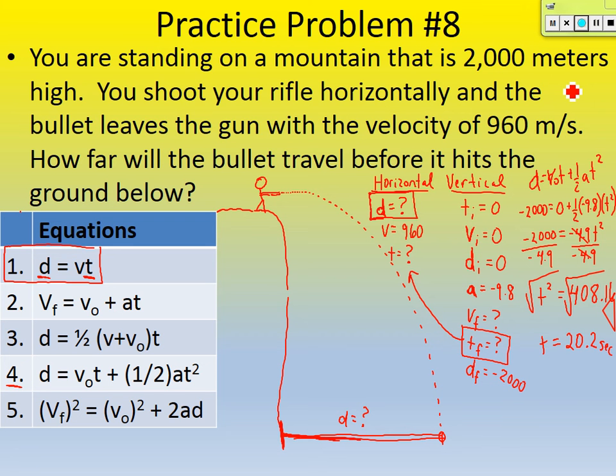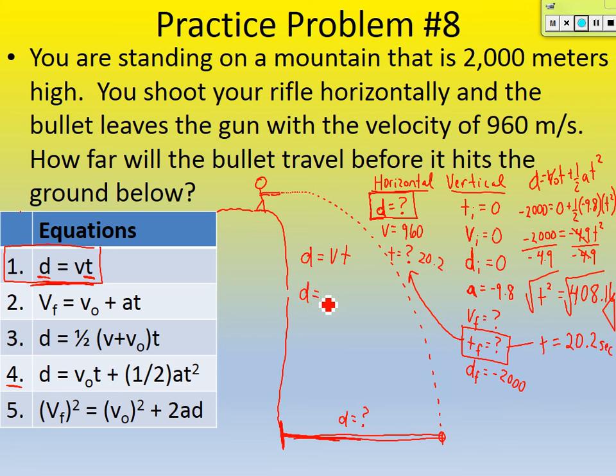Okay, so I went ahead and I used equation number 4 right here, and I plugged in everything. And if you did your math correctly, you should get the time that's in the air is equal to 20.2 seconds. Now that we have the time vertically, we can take that 20.2 seconds and it's going to be the same time horizontally. So now let's use equation number 1, which is our horizontal equation. Now that we have time, we can solve it.